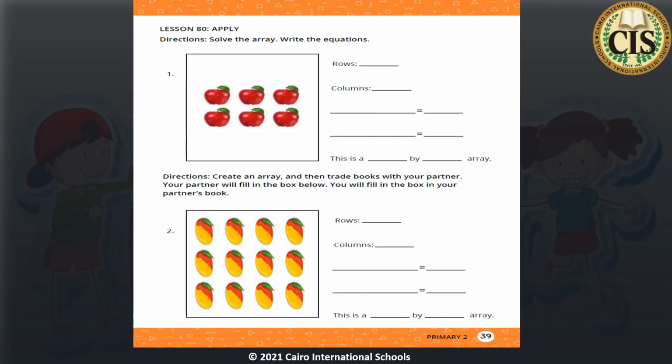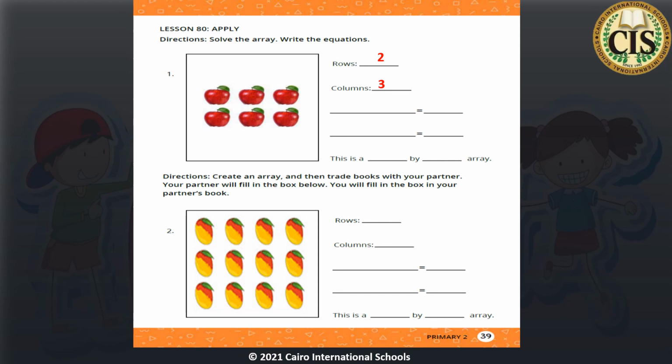Lesson 18, the apply part. Solve the array, write the equations. Look at the first array. It has how many rows? 1, 2. It has 2 rows. Has how many columns? 1, 2, 3. Has 3 columns. Now we have to write the addition equation for rows.